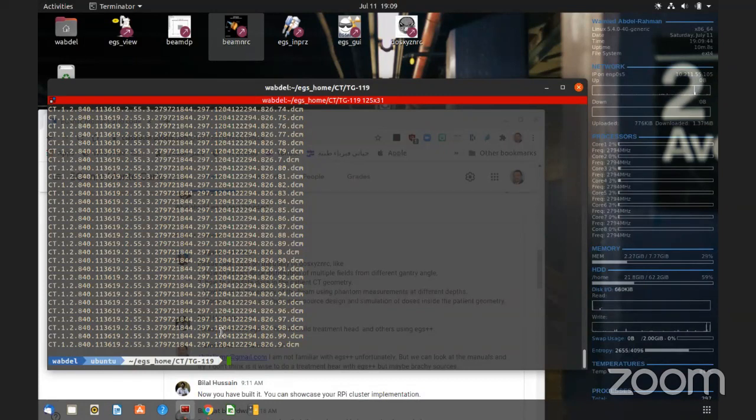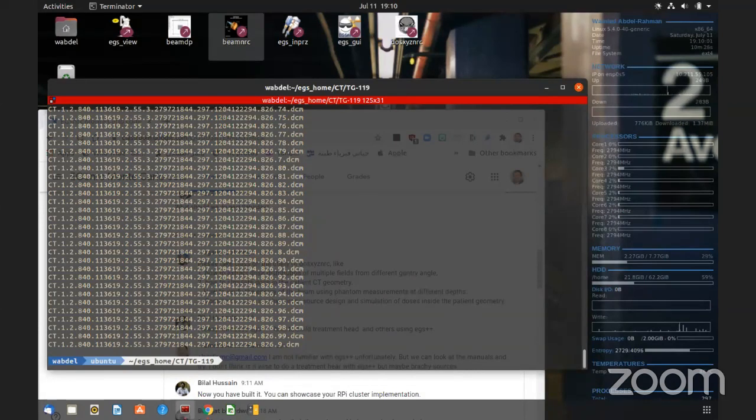So we have this file. I called it test. More in Linux is just to show the content, so just show me what's in that file. So these are the list of the DICOM files.